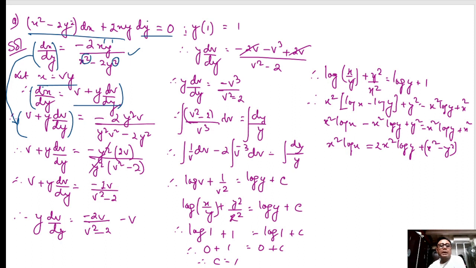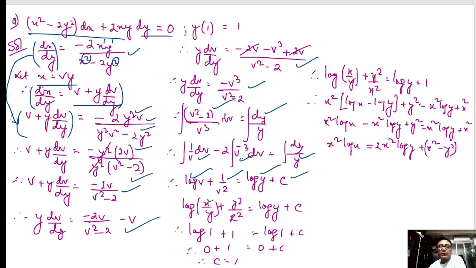In place of x put v into y. Take y square common up and down, cuts. Take the minus v on this side, solve it, and now it comes this. And now we can separate the dv and the dy and integrate it. So separately writing it, it becomes this: 2 by v cube is v to the power minus 3. So log v, and it becomes plus 1 by v square. This is log y plus c.